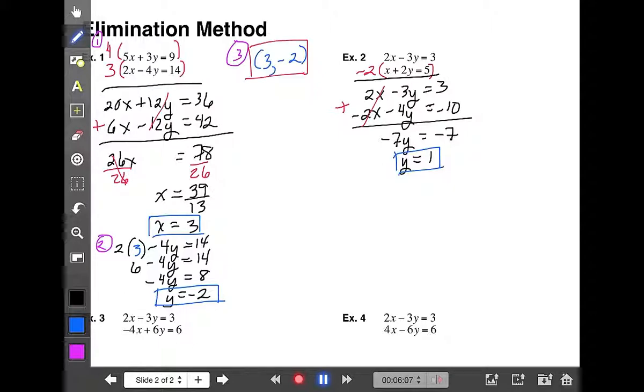You're going to plug into the first equation or the second? Okay, so this was step 1. Step 2 is to use substitution. And again, you can plug in the first if you want. I also like the second.